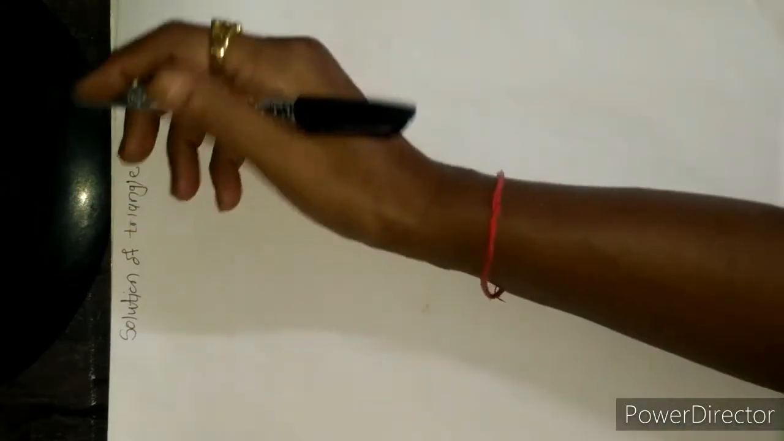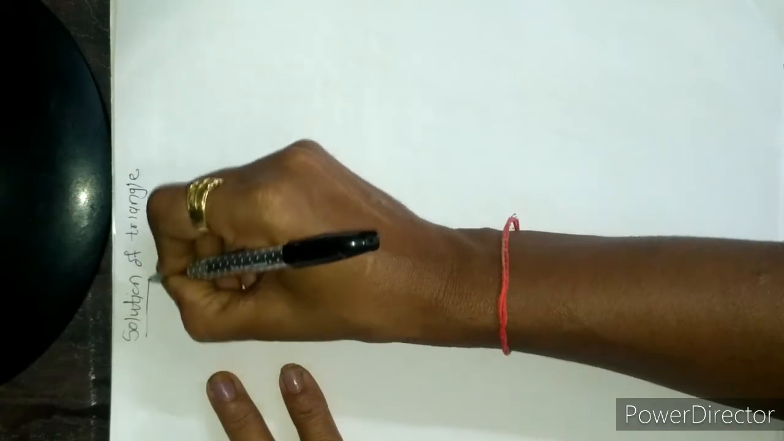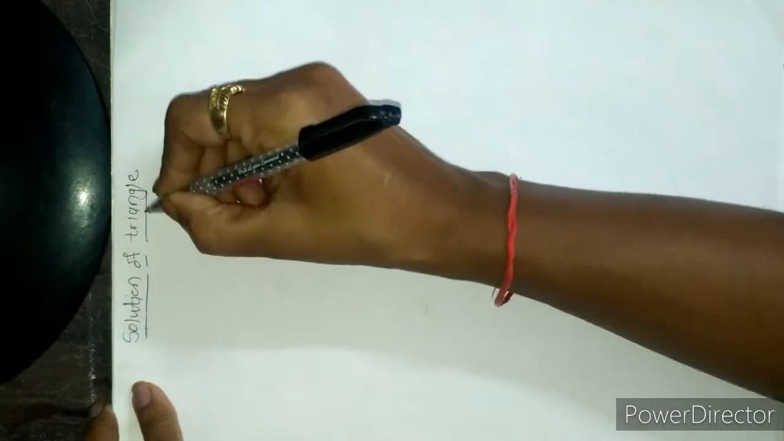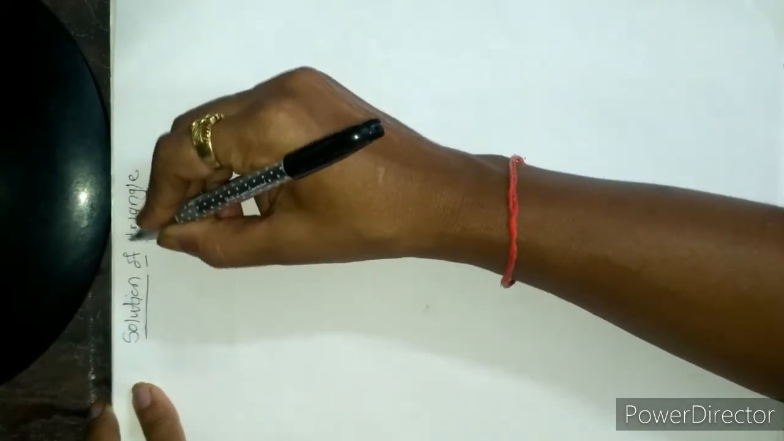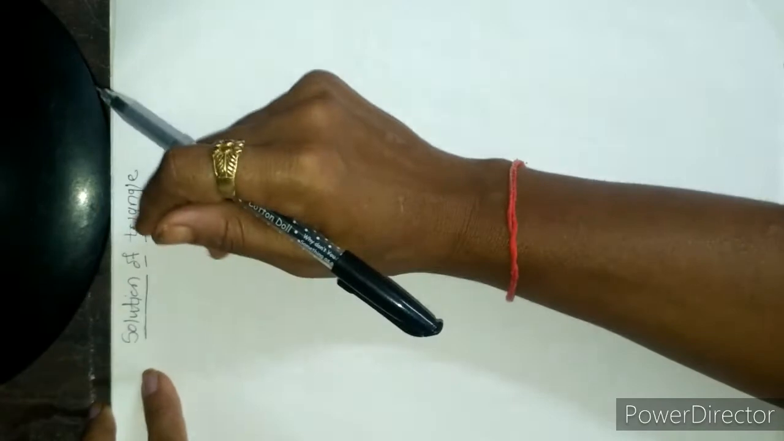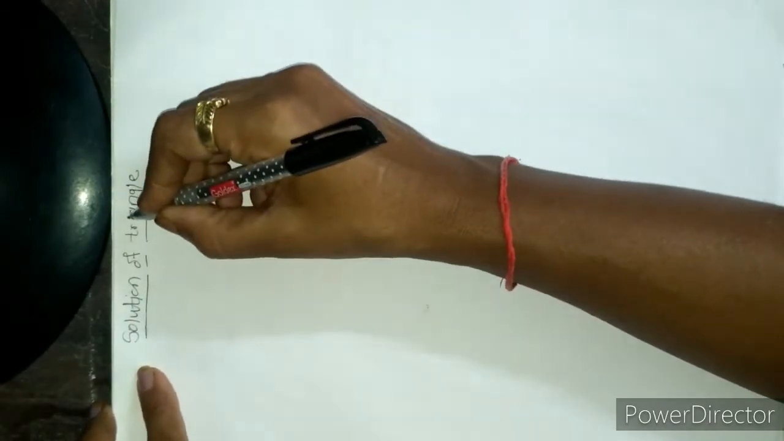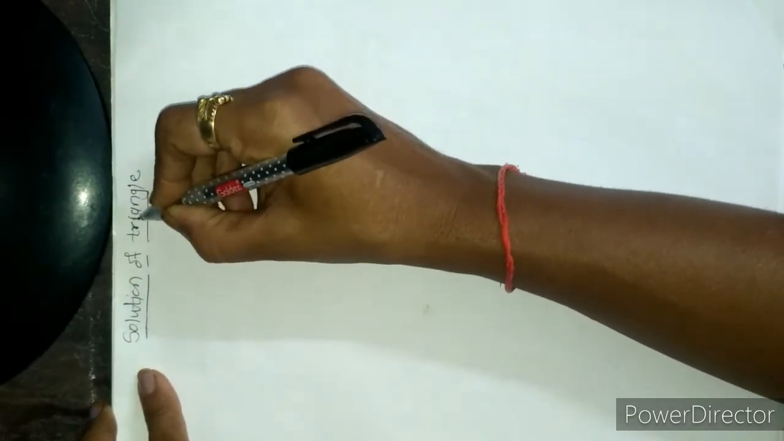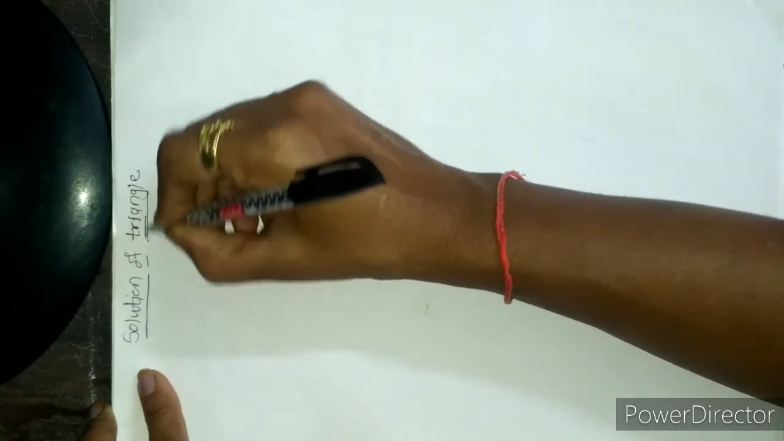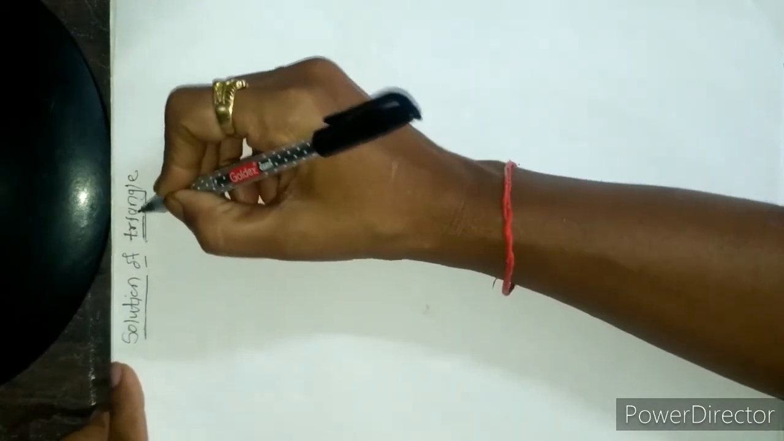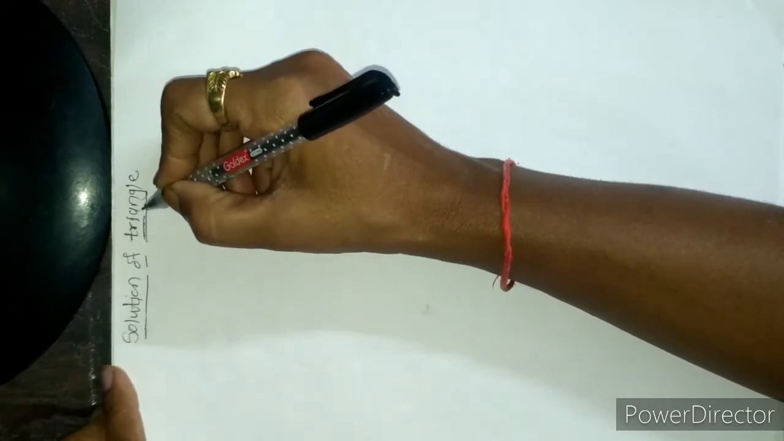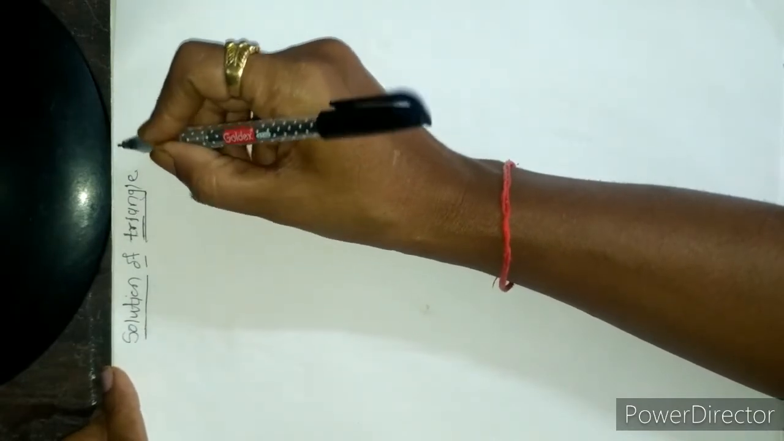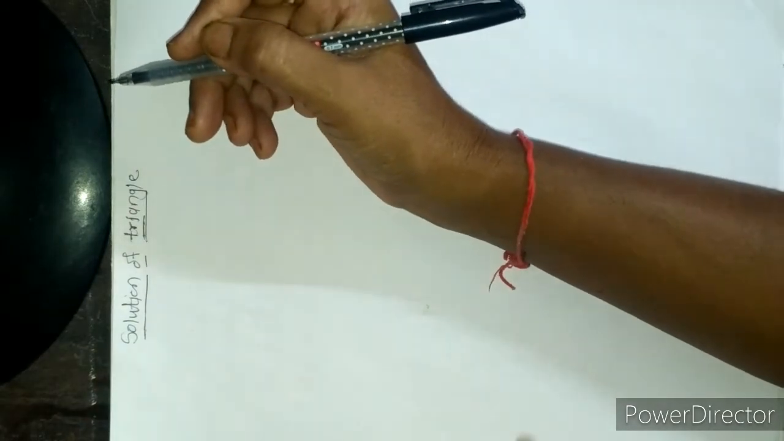Hello friends, today we see the topic of solution of triangle. Up to 11th standard, we are familiar with the concept of triangle. By definition, a triangle is the locus of three non-collinear points, and tri means three. So that includes three sides and three angles, where the angles have interior measurement and also exterior measurement.